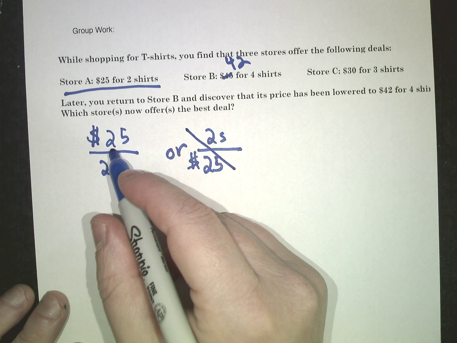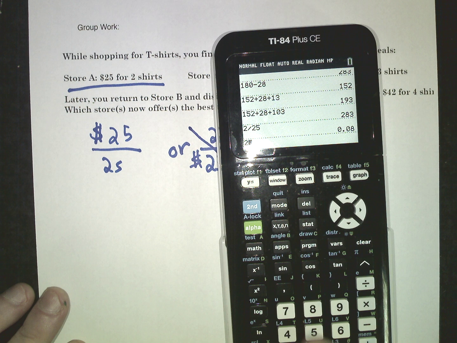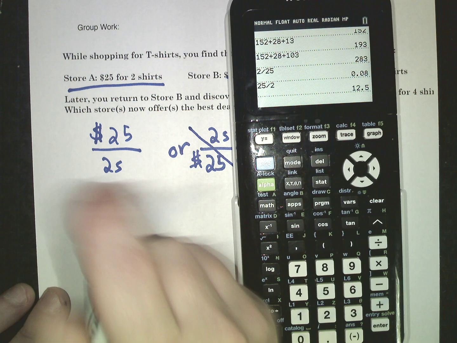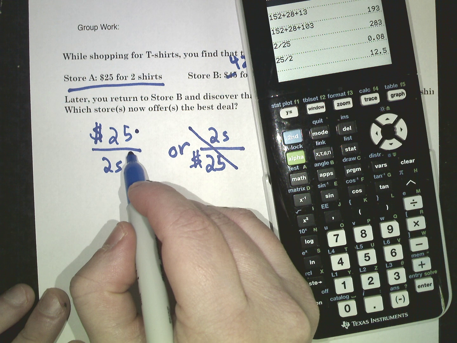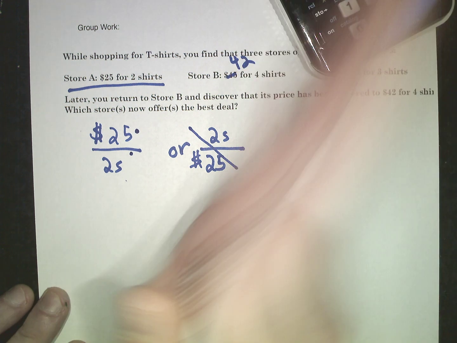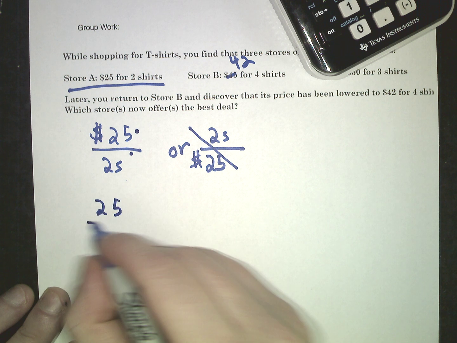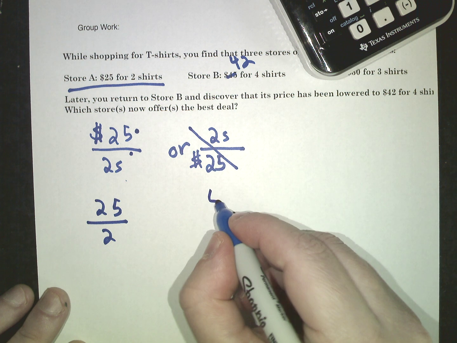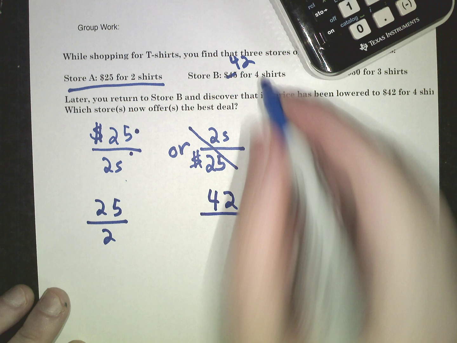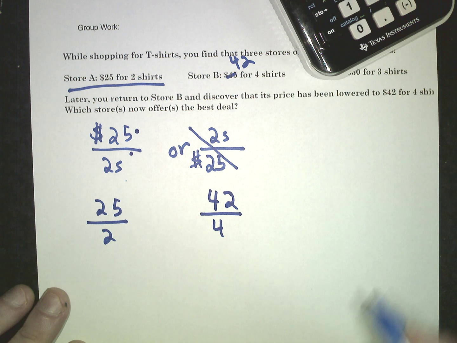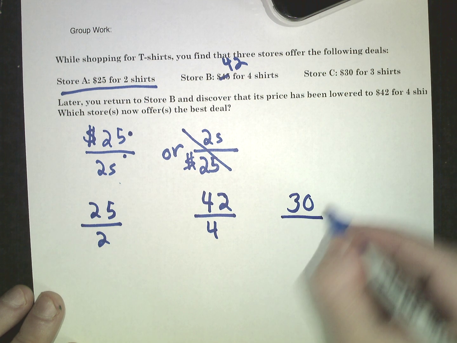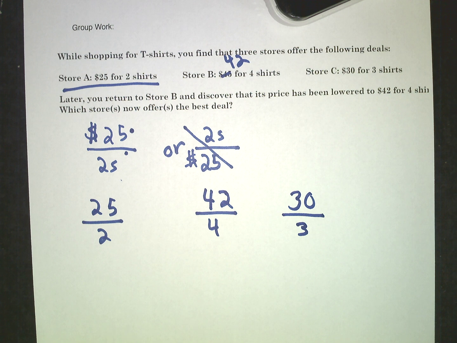So the more appropriate one is 25 divided by 2, because I want to find the price per shirt. Price, dollar signs, on top, per shirt on the bottom. So I'm going to do 25 divided by 2. Then I'll look at this one: the price, 42, per shirt, 4. And finally, Store C is $30 for 3 shirts. Now, what you see here is going to give us a number.